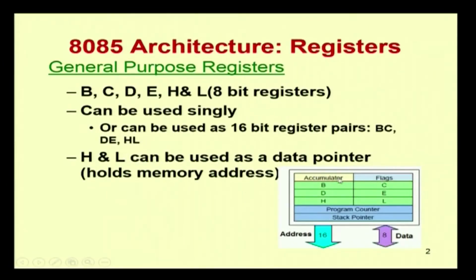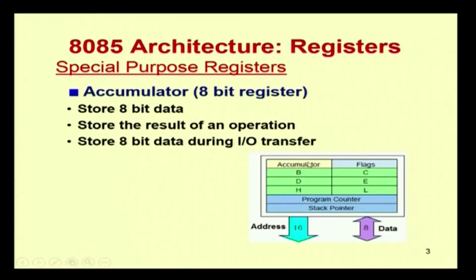A is the accumulator, and then of course, F is called the F register, which is the flag register. The accumulator also is an 8-bit register, and in this register all the arithmetic and logic operations are done. It will store the 8-bit data after doing any arithmetic or logic operation. And for input output, if you want to transfer data to an input output device, the 8-bit number has to be in the accumulator. From this accumulator only we can transfer anything to the input output unit.